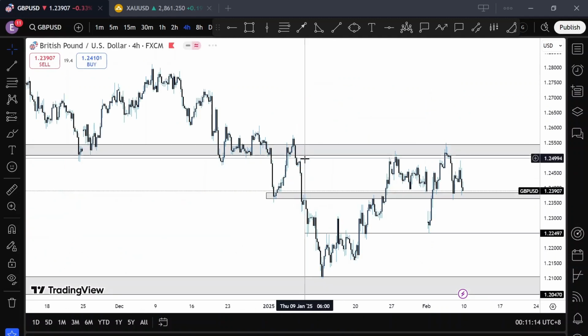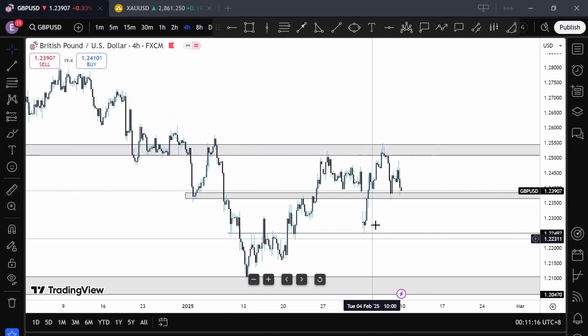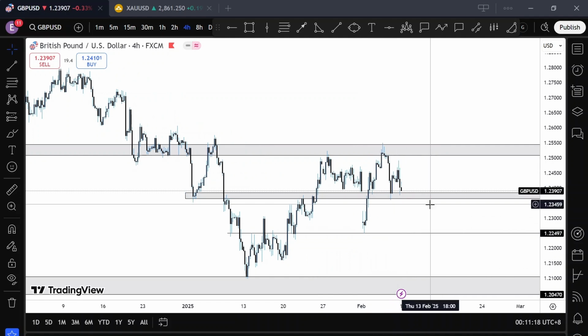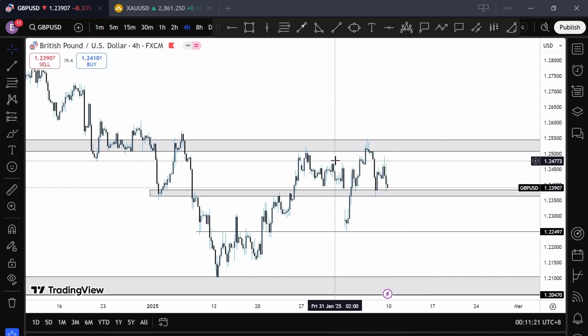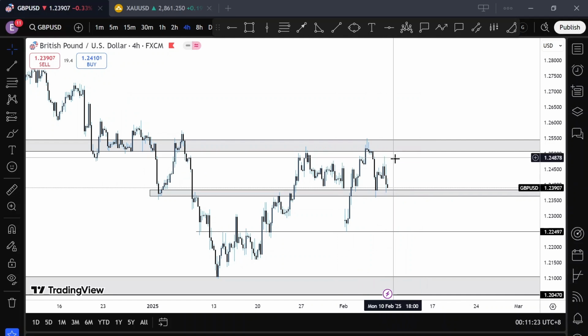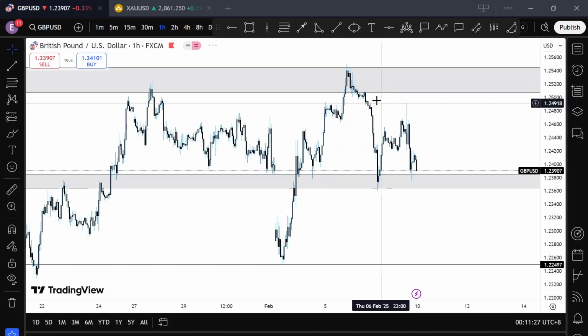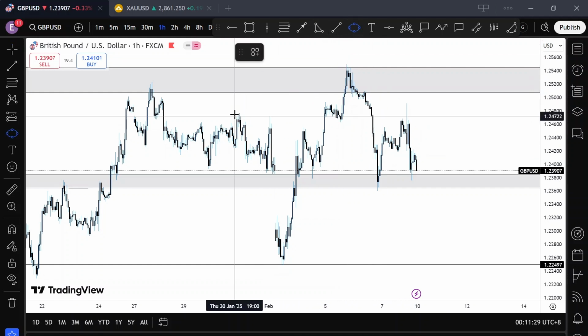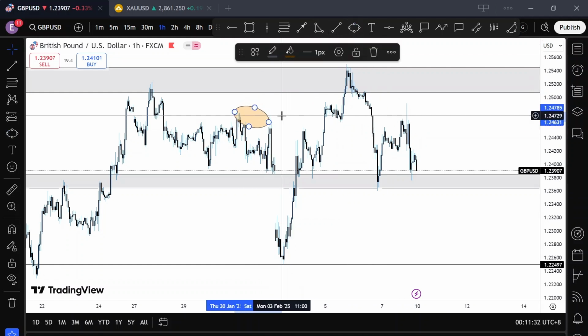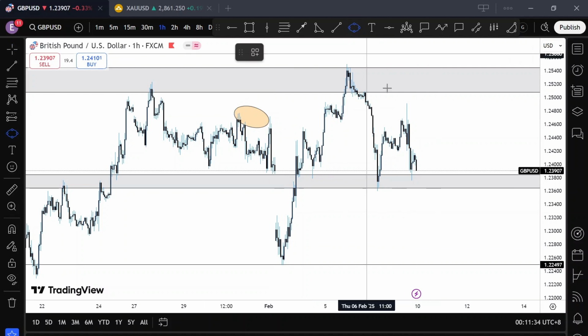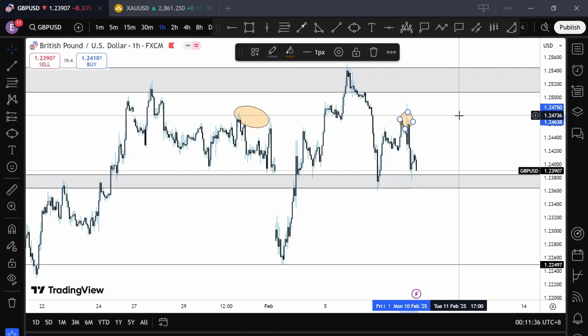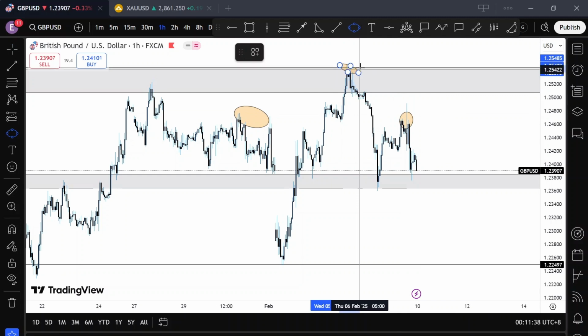Alright, starting off with pound USD, this week I'm anticipating a continuation to the downside. Last week we saw something like a head and shoulders pattern form here on pound USD. If you slide into the 1 hour time frame, we could try to see these areas as the two left shoulders, and the head being here.